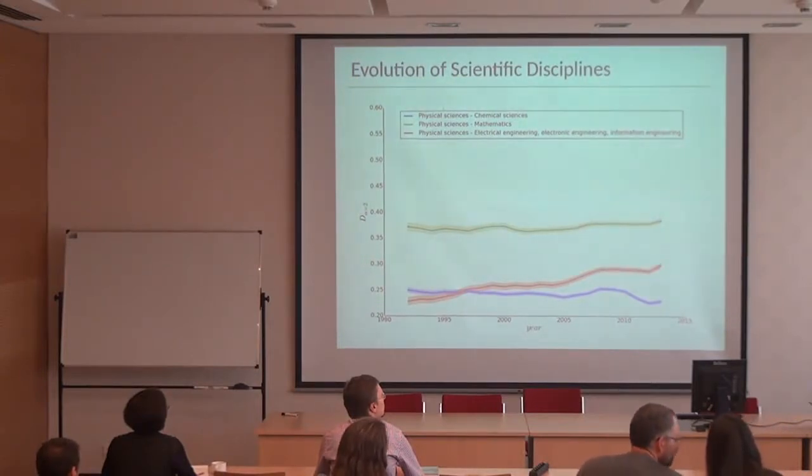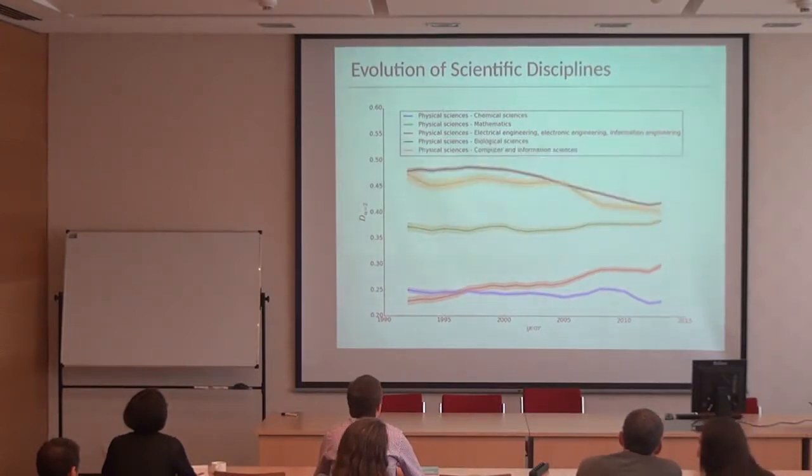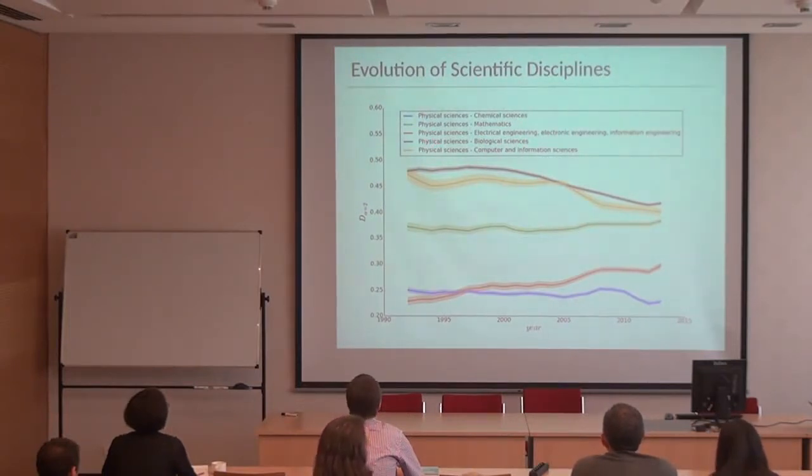So this analysis allows us to show these two fields seem to diverge, at least in the words that they are starting to use. Other examples which are interesting is comparing physics and biology, or physics and computer science, which from this analysis seems to be converging.